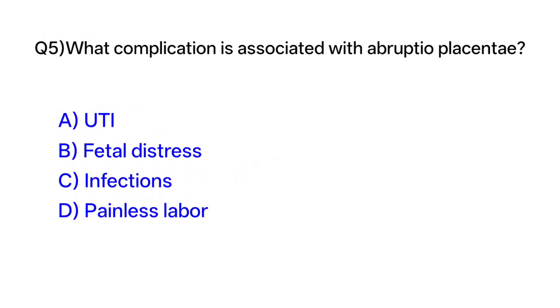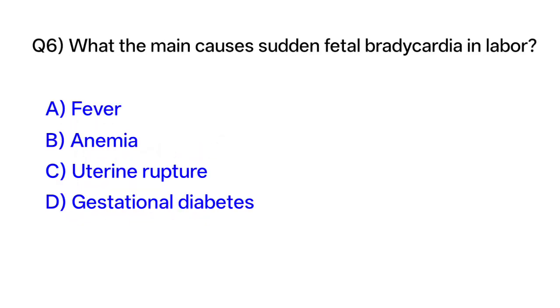Question number 5. What complication is associated with abruptio placentae? The correct option is B. Fetal distress. Question number 6. What is the main cause of sudden fetal bradycardia in labor? The correct option is C. Uterine rupture.